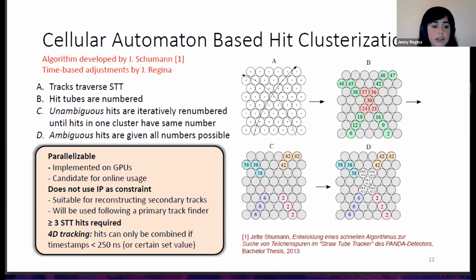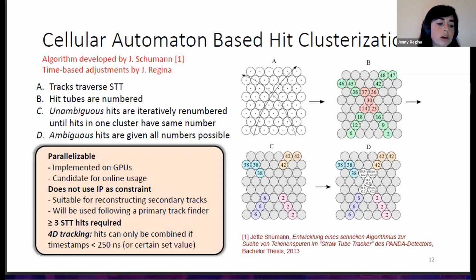And I should mention that in the real experiment, this will be used together with a primary track finder, one which uses the interaction point as a constraint. But the results I will show now are for this algorithm only. And at least 3 StrawTube tracker hits are required, of course, to fit the circle.